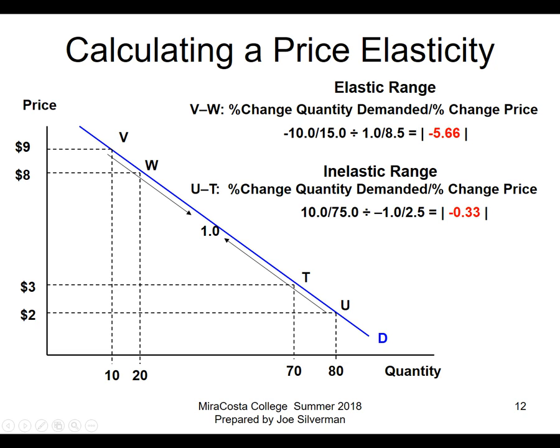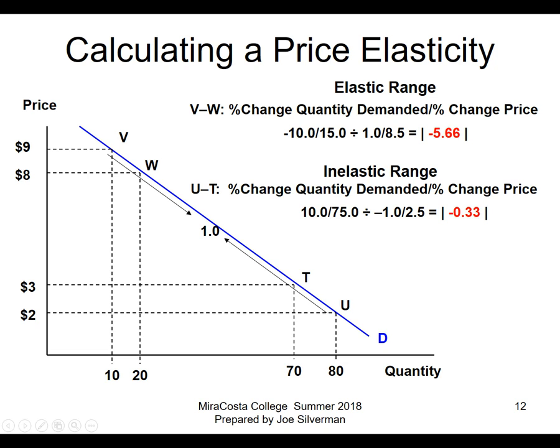So let's imagine that we compare the price elasticity of demand between V and W and T and U. So between V and W, there's a $1 difference in price. Between T and U, there's also a $1 difference in price. Between V and W, there's a 10 unit difference between quantities. Between T and U, there's also a 10 unit difference between quantities.